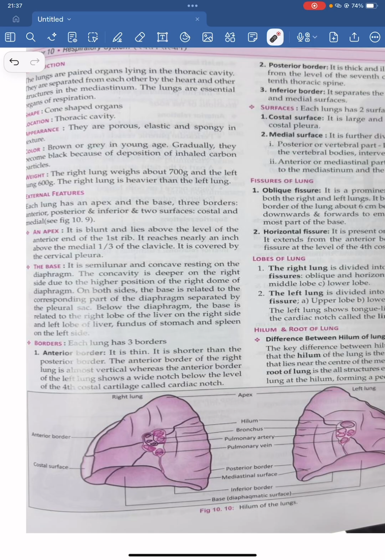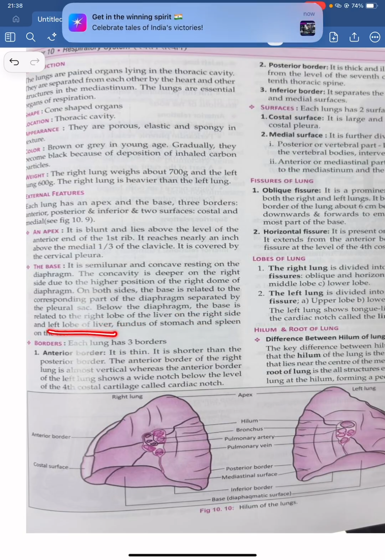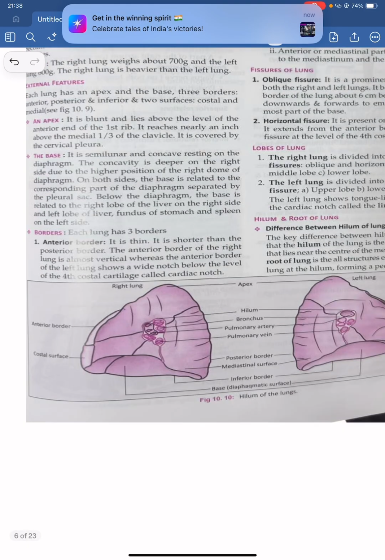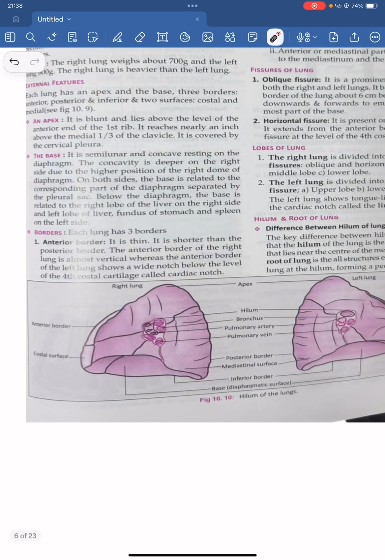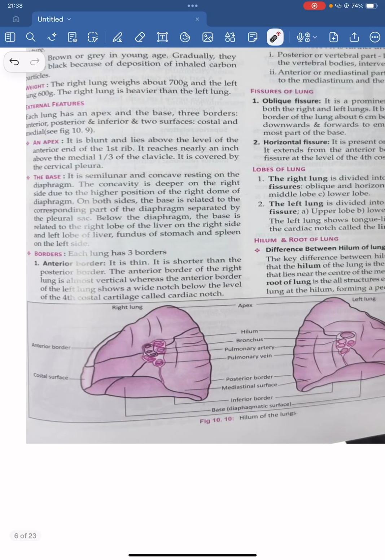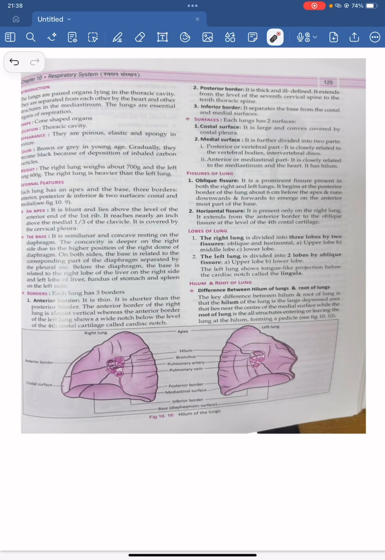On both sides, the base is related to the corresponding part of the diaphragm, separated by the pleural sac. Exactly below the diaphragm, the base is related to the right lobe of the liver on the right side, and the left lobe of the liver, fundus of the stomach, and spleen on the left side. Simple. If you write this much relation in the exam, it will look good, and the examiner will think this student knows all the things and will give good marks.